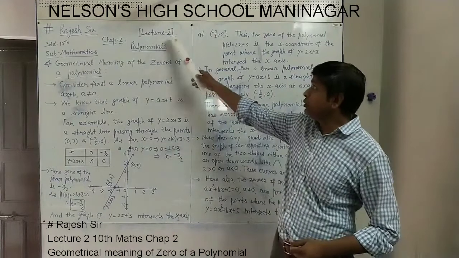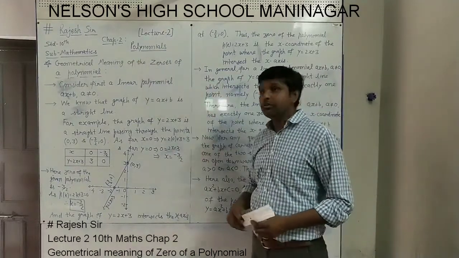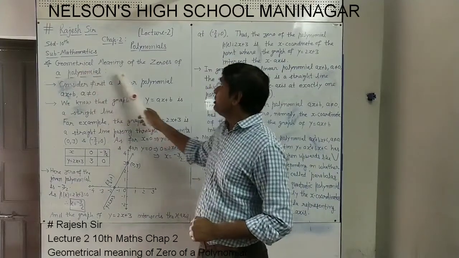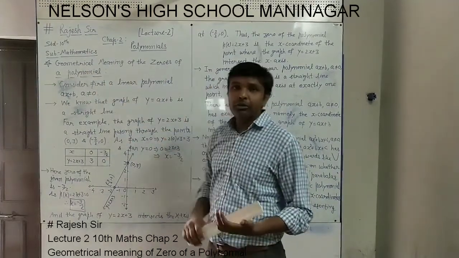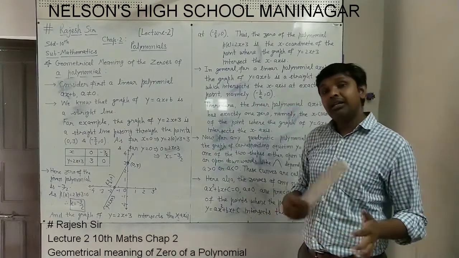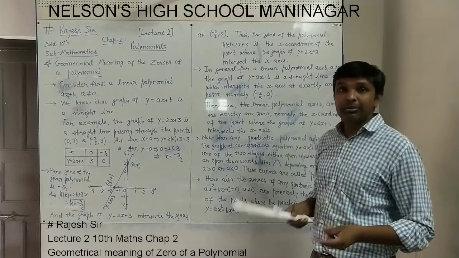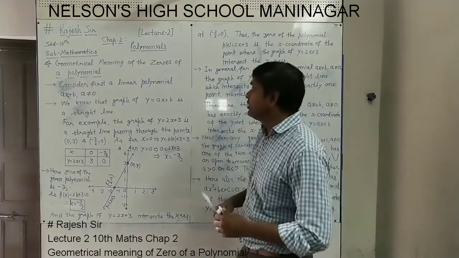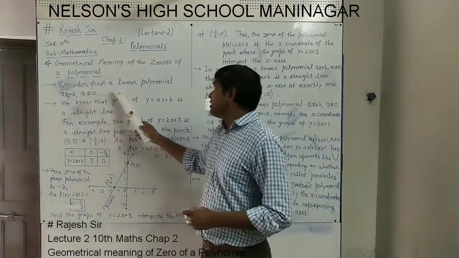This is lecture number 2 in chapter number 2, polynomials. Now we will see the geometrical meaning of zero of the polynomial. Zero of the polynomial, we have seen in the last lecture how to find. Now geometrically, what it means, how to represent it, and from where we have to find out the zero, that we will understand here.